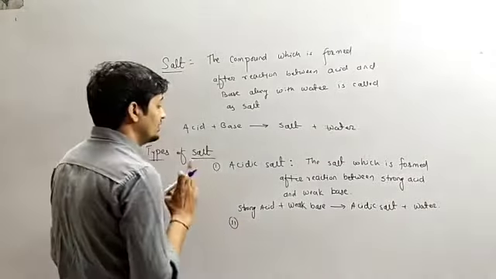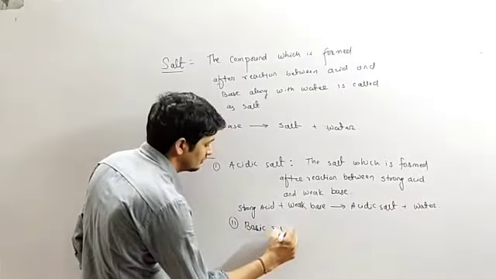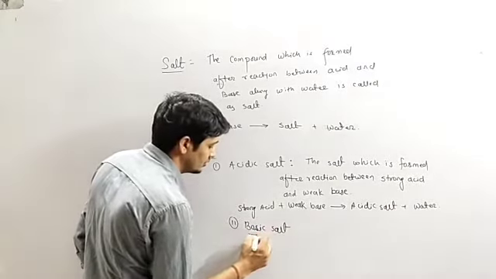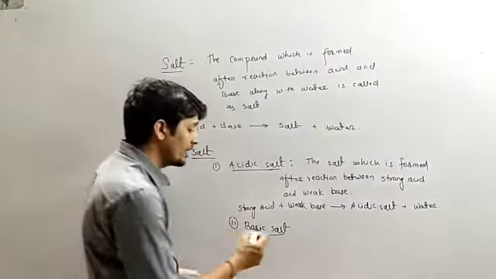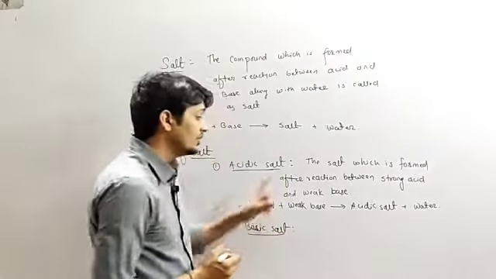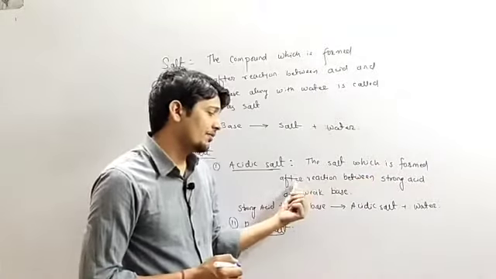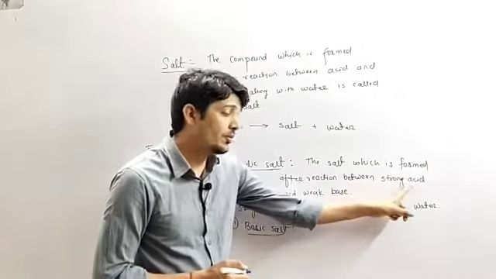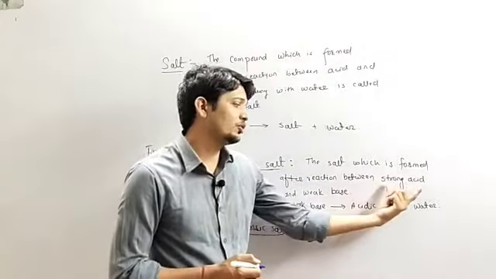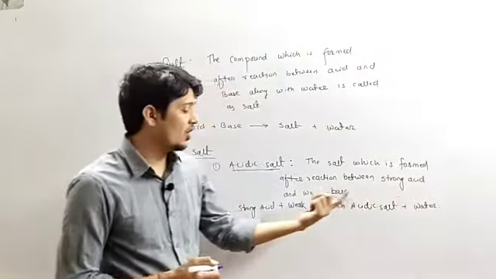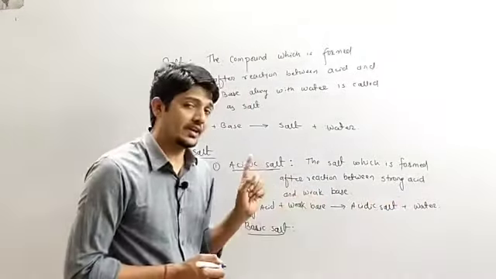Second is the basic salt. Basic salt. So, basic salt क्या हो जाएगा? The salt which is formed after reaction between strong base and weak acid. बस कुछ नहीं, यहाँ पर आपको जो बेस है वो स्ट्रॉन्ग लेना है और एसिड वीक लेना है.